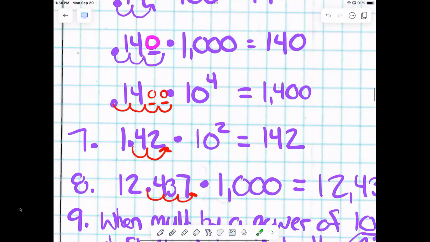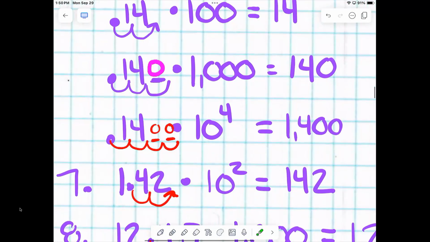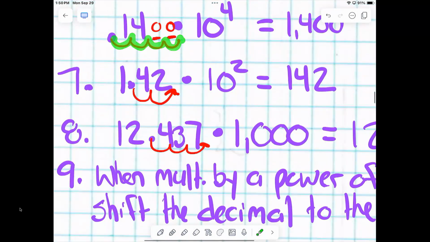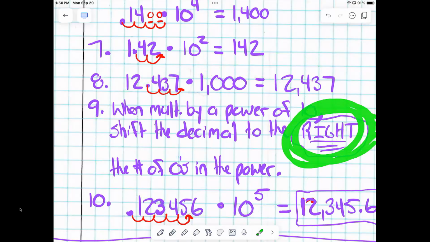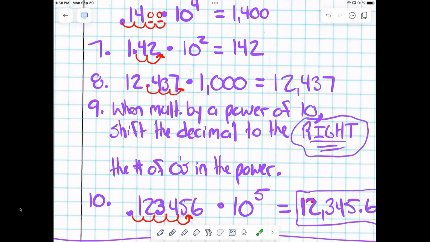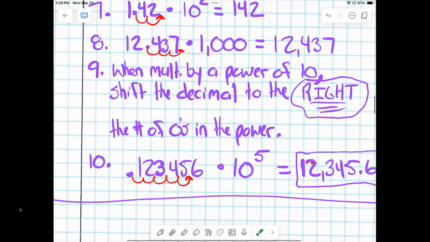Yes. Now, in this situation, instead of giving you all the zeros, I just gave you the power with an exponent, right? Yes. So this means that there are how many zeros in 10 to the power of 4? 4. So therefore, we're going to do 1, 2, 3, 4 bunny hops, right? Yes. Making sense? Yes. All right, so when multiplying by a power of 10, shift the decimal to the right the number of zeros in the power, right? Yes. We good?